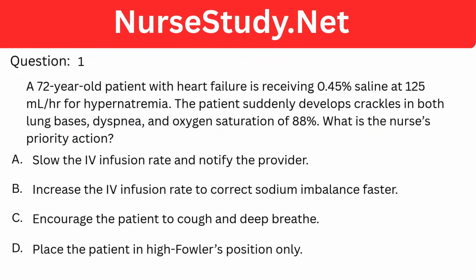Question 1. A 72-year-old patient with heart failure is receiving 0.45% saline at 125 milliliters per hour for hypernatremia. The patient suddenly develops crackles in both lung bases, dyspnea, and oxygen saturation of 88%. What is the nurse's priority action?